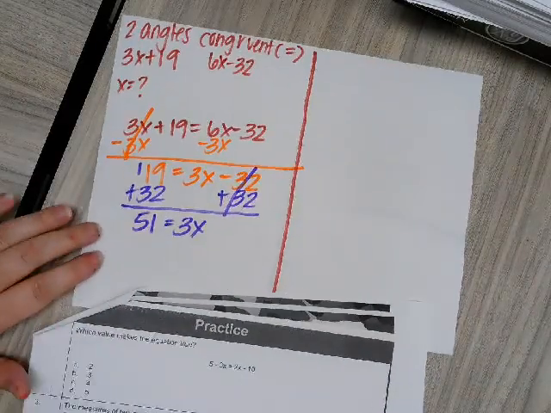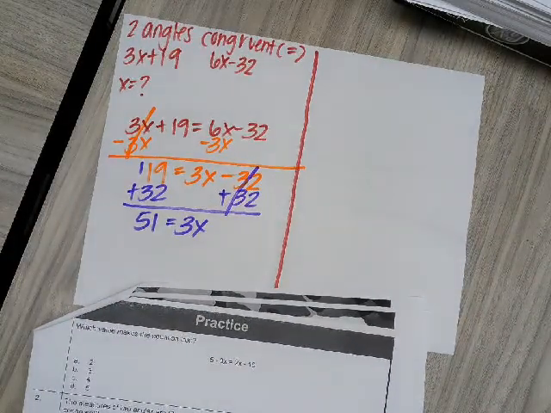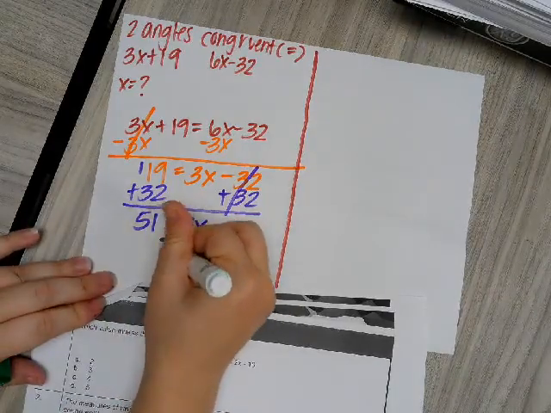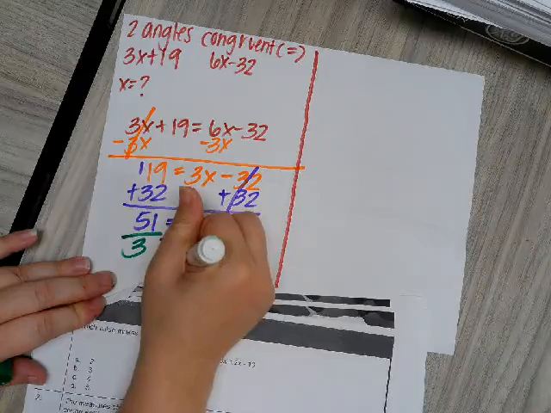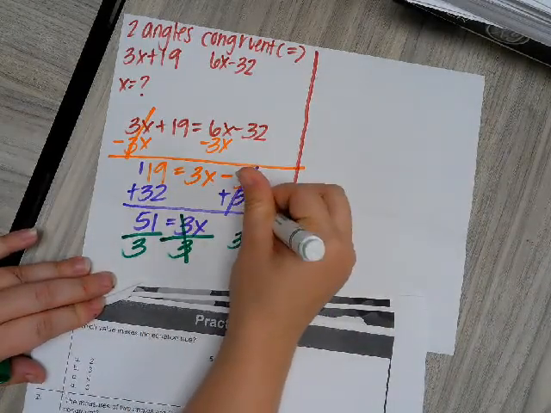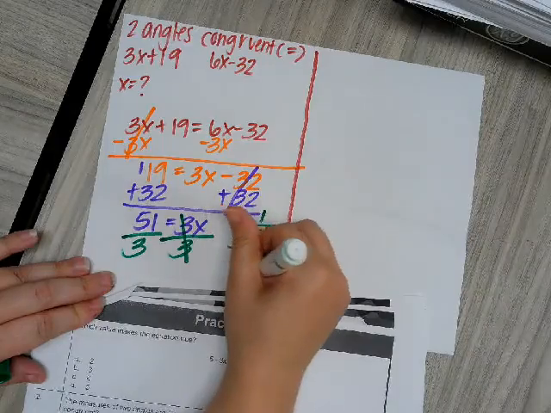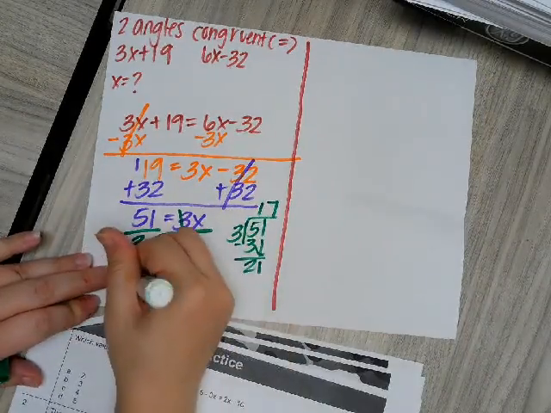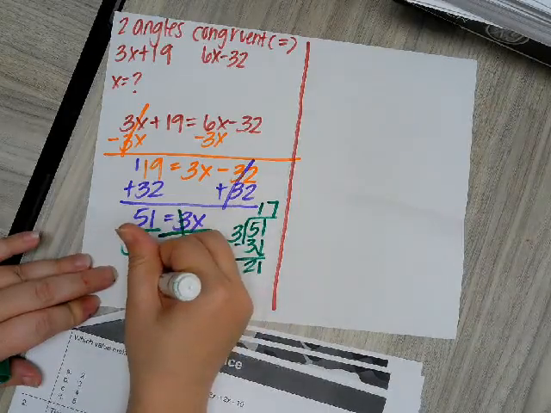Well, something times 3 gives me 51. Or I can go ahead and do my inverse, which is divide by 3. So 51 divided by 3. 3 goes into 5 once. Subtract, that's 2. Bring down my 1. 3 goes into 21 7 times. So x equals 21.